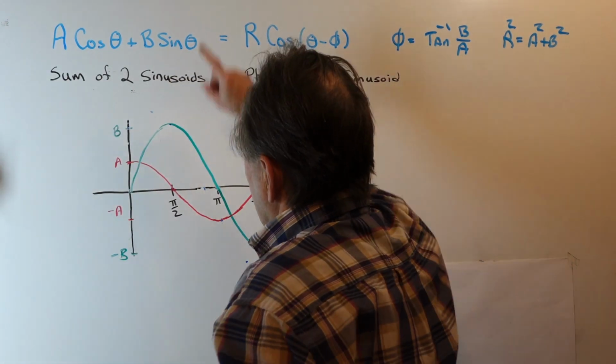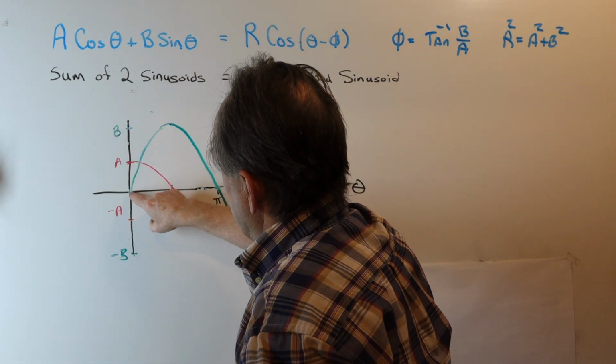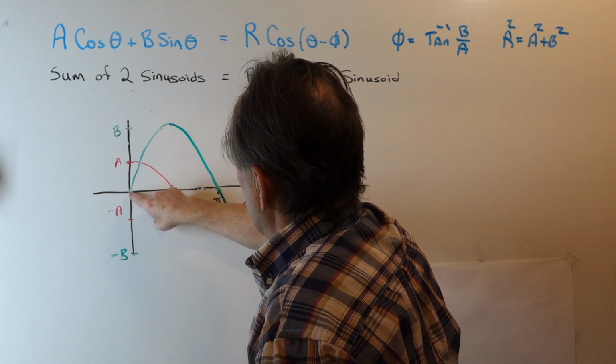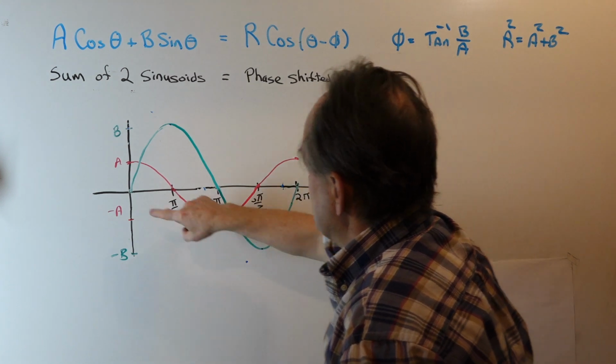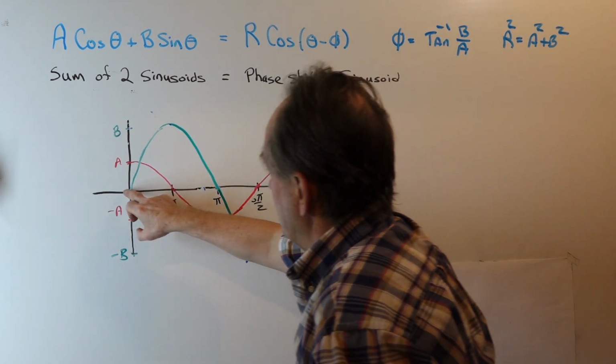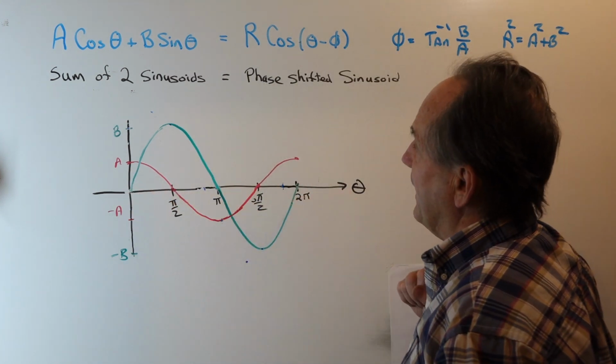Now, the sine function goes through 0 at the origin and at pi and at 2 pi. This is one complete cycle. A cycle goes between 0 and 2 pi.